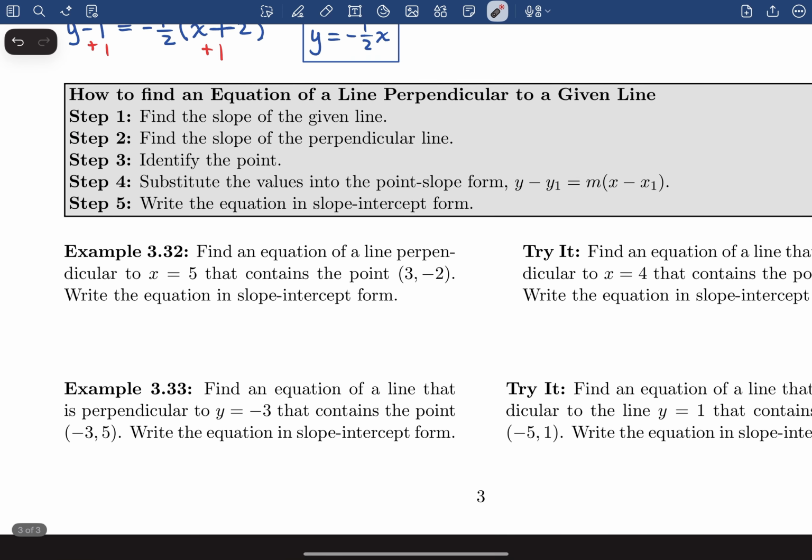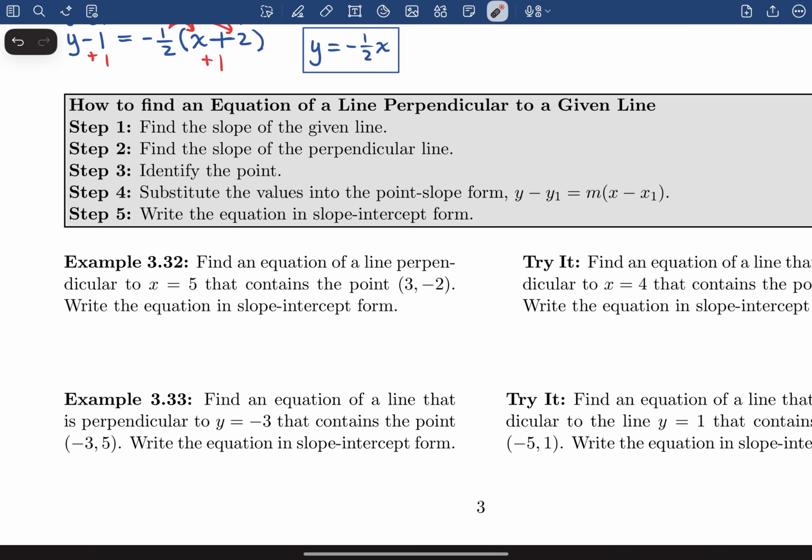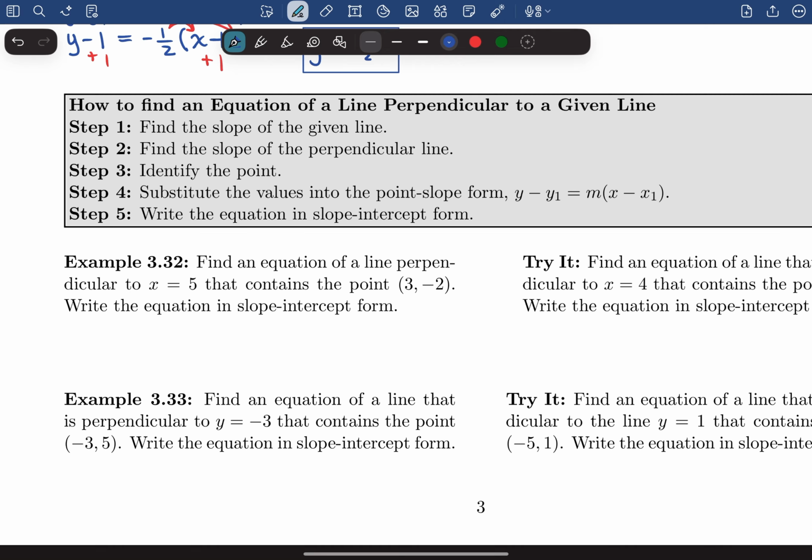Now, here are a couple last examples, and they are kind of special examples because they are either horizontal lines or vertical lines. In this case, x equals 5, that's a vertical line, and y equals negative 3, that's a horizontal line. Now, we need to find an equation of a line that's perpendicular to this vertical line. And you have to think about it for a second. If you have a vertical line, x equals 5, I'll write that vertical line. What type of line is perpendicular to a vertical line? Well, it would have to be a horizontal line. See, they form right angles with each other.